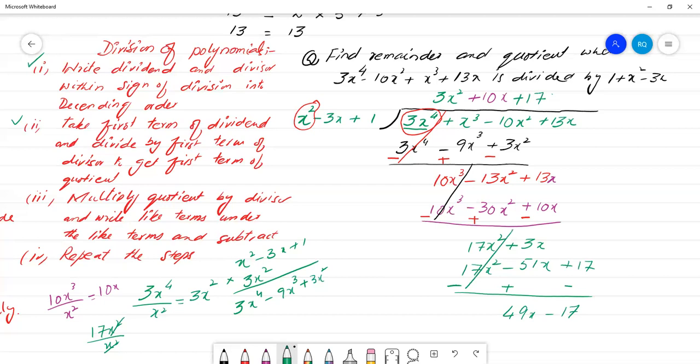So this expression at the top of the sign of division, that expression is called quotient. So the quotient of the question is 3x squared plus 10x plus 17. And this expression at the end, that is called remainder.